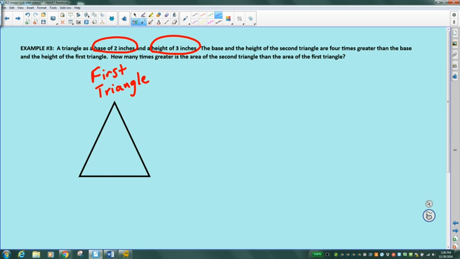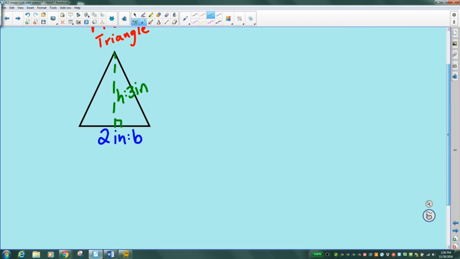And I'm going to go ahead and label it with the information. It says the base is 2 inches. So I'm going to put 2 inches for the base here. And then I'm going to draw in the height. Remember that straight line that rock would fall. That's going to be your height. And the height, they said, is 3 inches. So I'm going to mark that in. Okay? Now I'm going to have to find the area of that triangle because it's asking me to compare areas. So we might as well go ahead and find the area of that triangle right now.